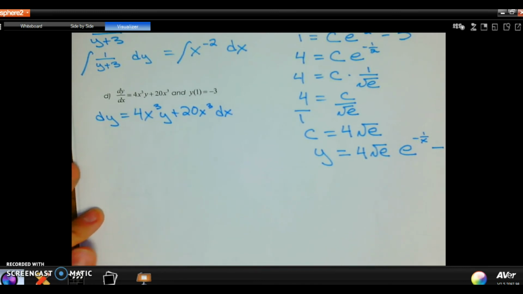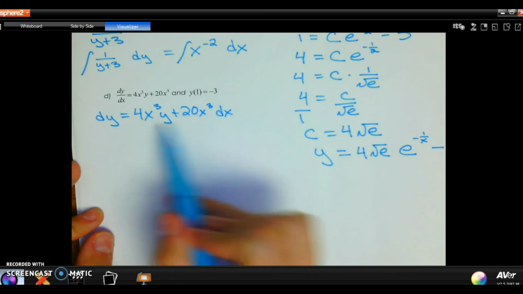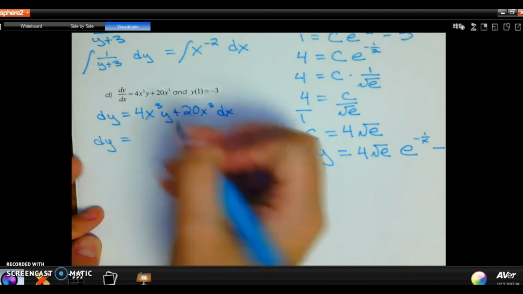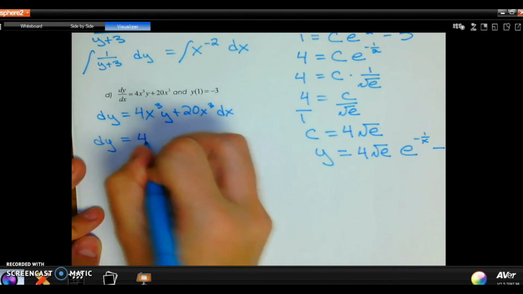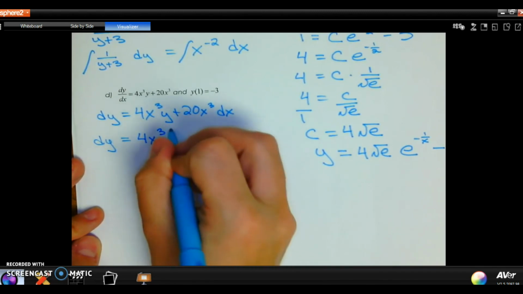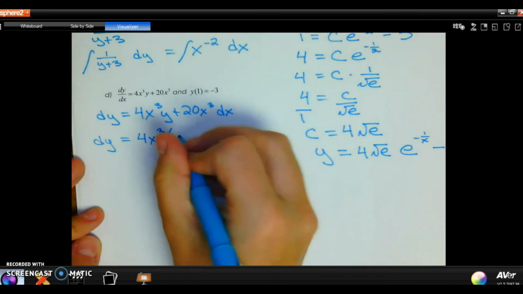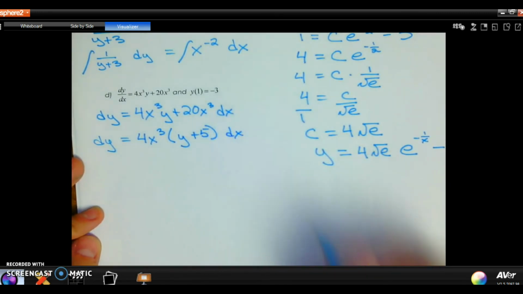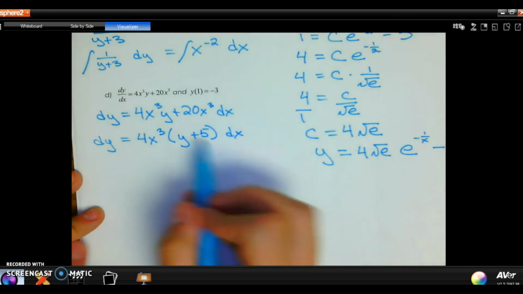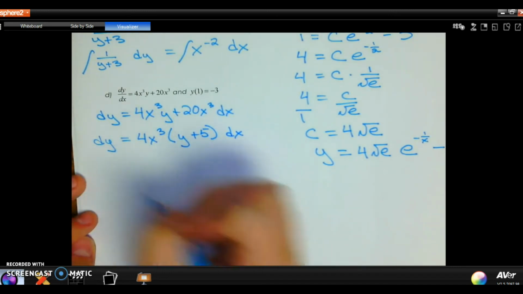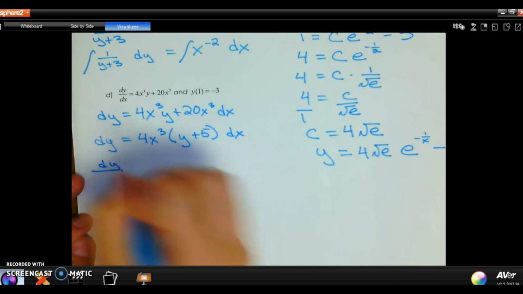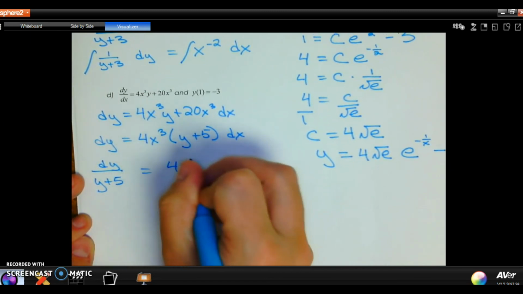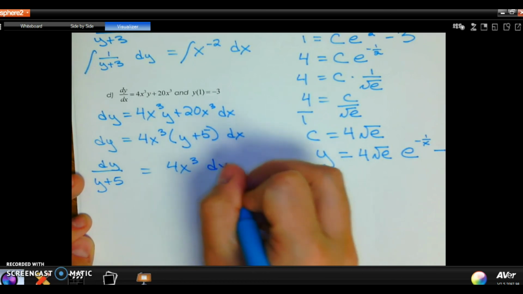Okay, so you've got that, and now you're wondering how am I going to move that around? Well, you'll notice you've got a GCF on this side, because you need to be able to separate them. So I'm going to pull out a 4x cubed, and I think that'll leave me with a y plus 5 dx on that side. Now that I have my y terms together, I can divide both sides by that. So I get dy over y plus 5 equals 4x cubed dx.